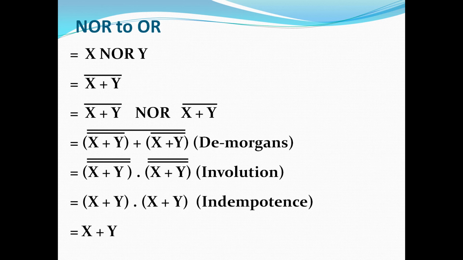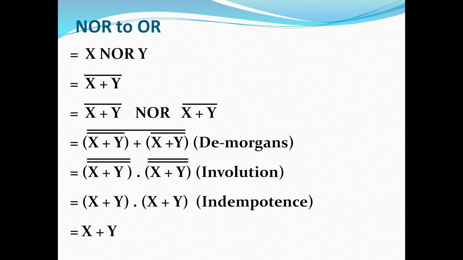Then apply De Morgan's theorem, the better rule to reduce the operation. De Morgan's theorem states that (x plus y) whole dash is equal to x dash dot y dash. So if you apply De Morgan's theorem, it will be (x plus y) double dash dot (x plus y) double dash.